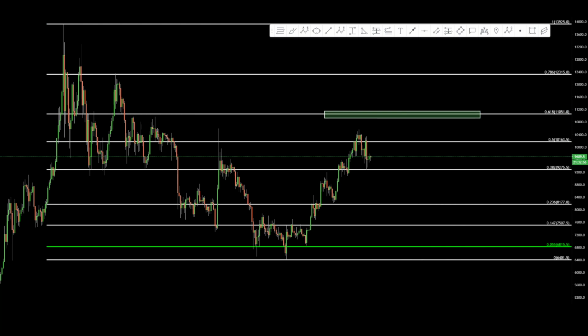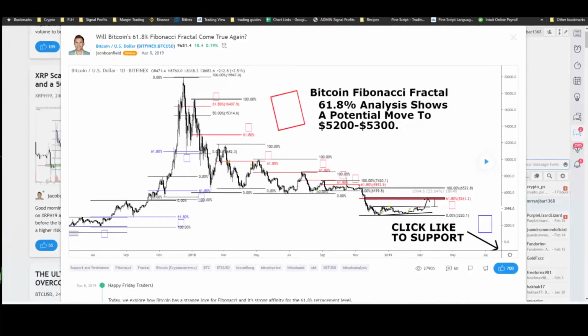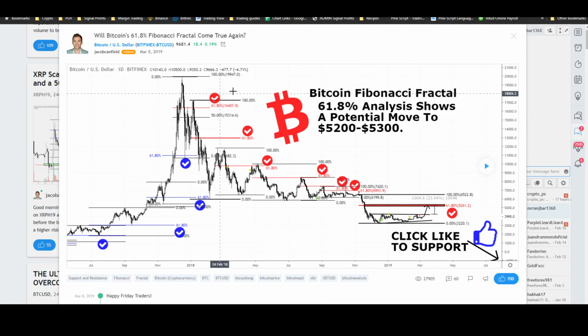And I can show you guys a really comprehensive analysis I did on the 61.8. Let me see here. One second. Okay, so here is an analysis that I did back when Bitcoin was sitting around 39.95.